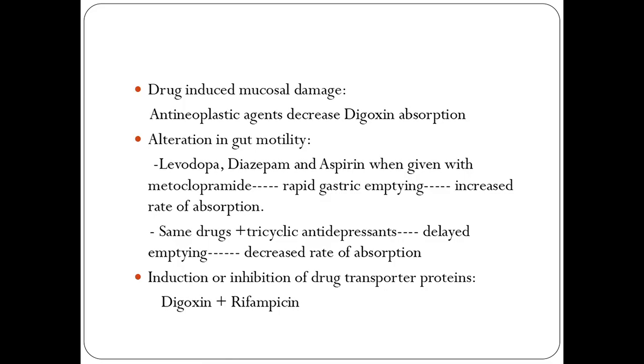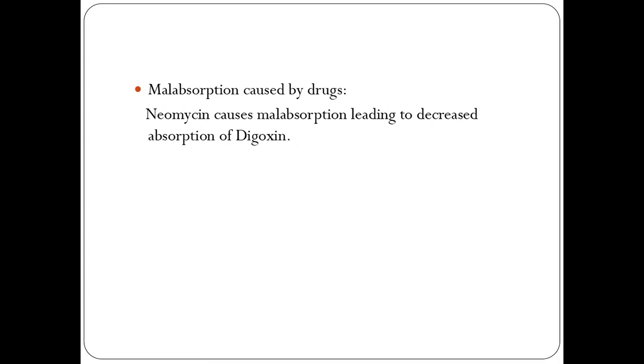Then induction or inhibition of drug transporter proteins. An example is digoxin plus rifampicin. Rifampicin is an enzyme inducer, so that will cause a drug-drug interaction when given with digoxin. Then malabsorption caused by drugs. Neomycin causes malabsorption leading to decreased absorption of digoxin.